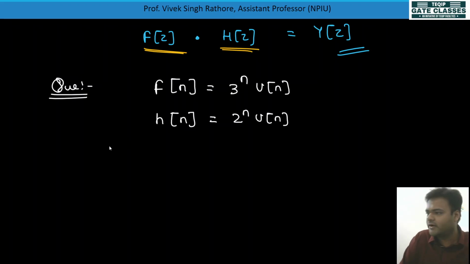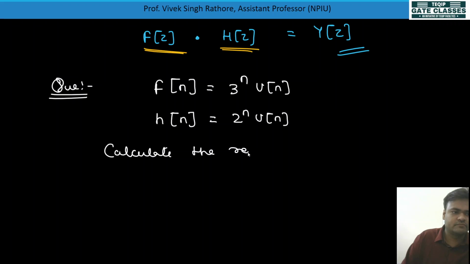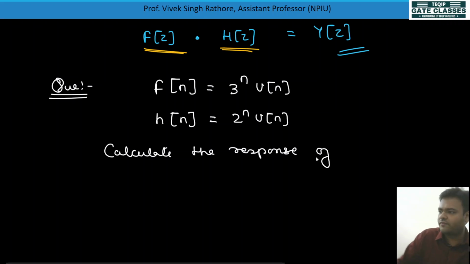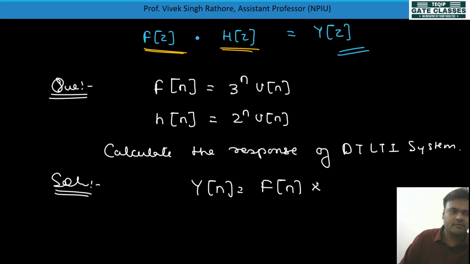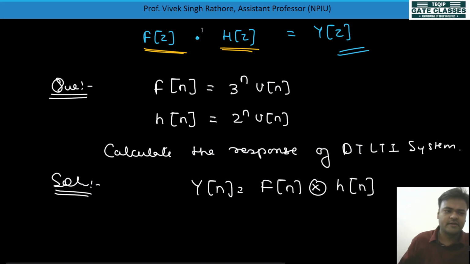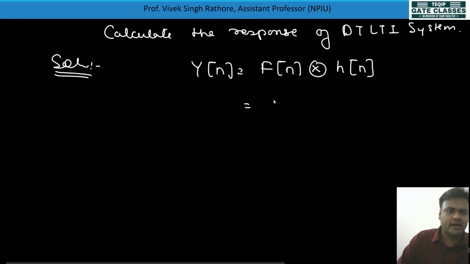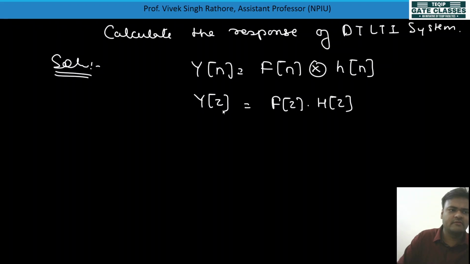Now what you need to calculate is the response of the discrete time LTI system whose input and impulse response have been given. Whenever you have been given this type of question and need to calculate the response, obviously the response will be the convolution of f of n and h of n. So we can take the convolution property and write f of z into h of z, we'll get y of z, and then we can take the inverse z transform to get y of n.